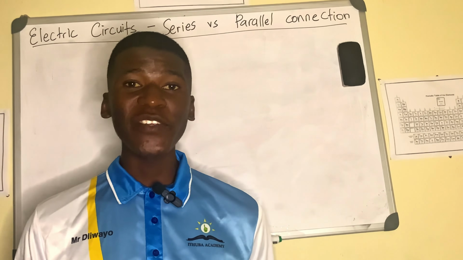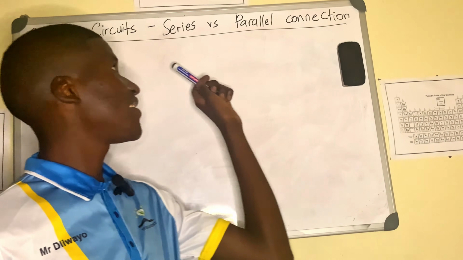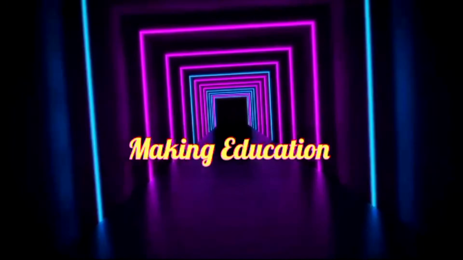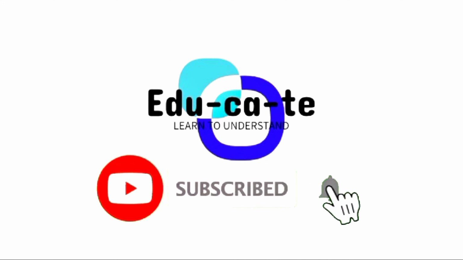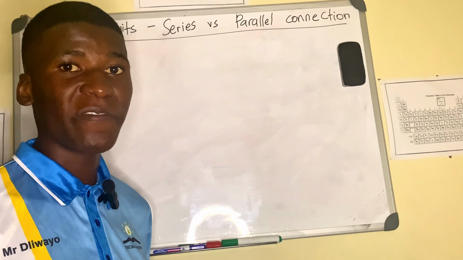Today we'll be continuing with electric circuits. Particularly we'll be looking at the series and the parallel connection of circuits. So what is the difference between the series and the parallel connection of a circuit?